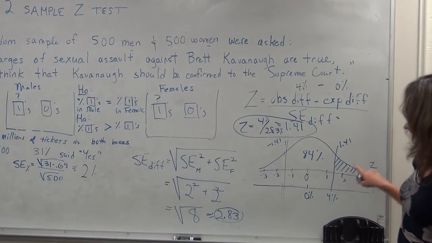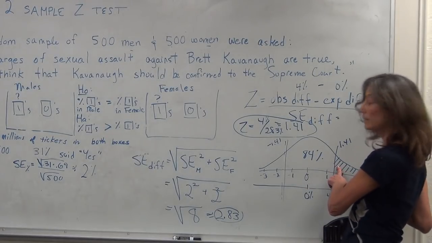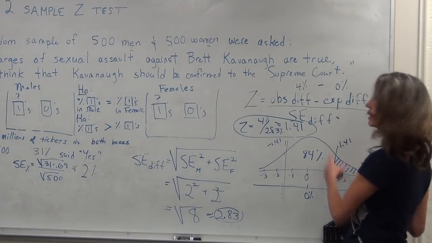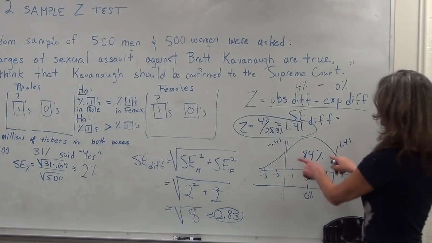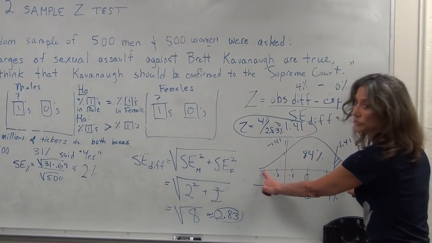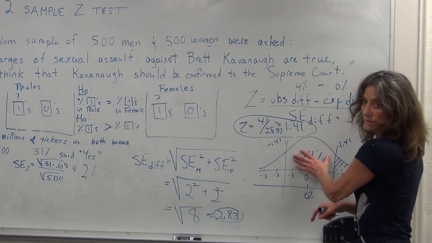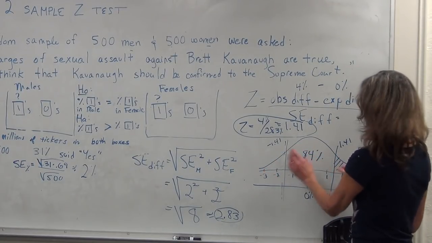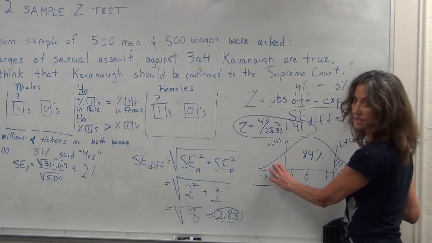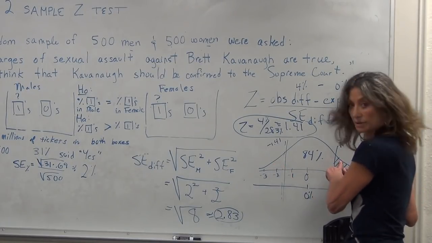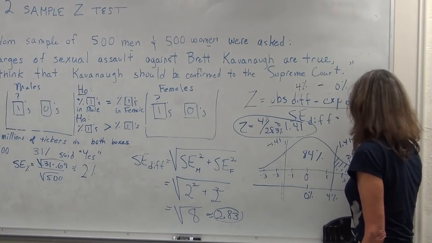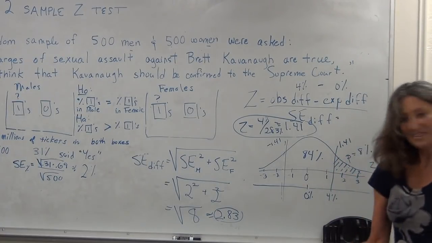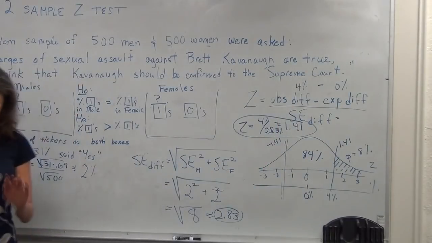So now we just want this area here, and this area is going to be 100 minus 84, which is 16, divided by 2. If you say the whole thing is 100, so you take out the middle, which is 84, so these two together are 16, but we only want one of them, so this is 8%. So that's our p-value, 8%. So what is our conclusion here?